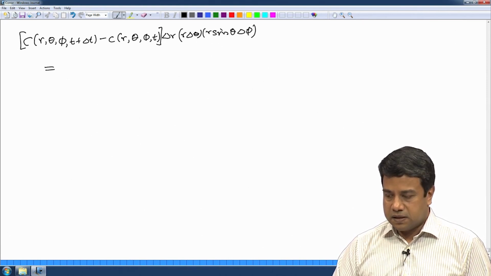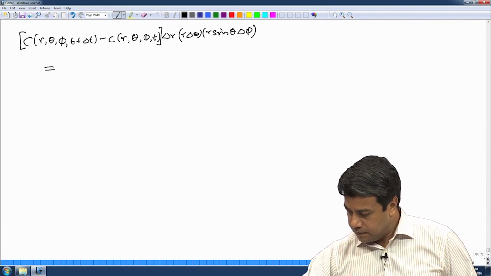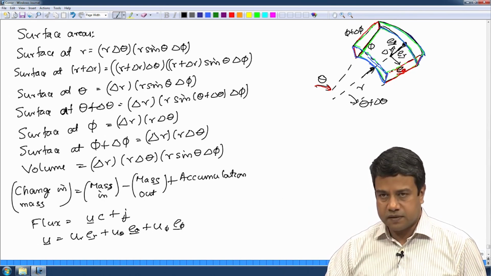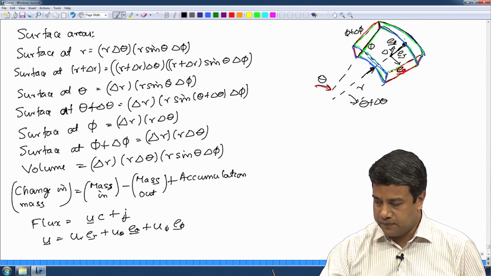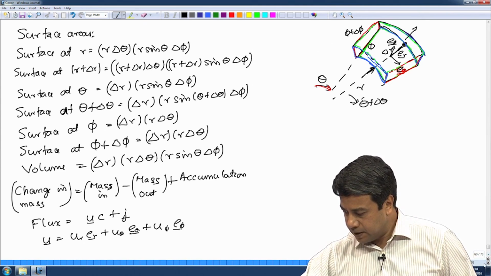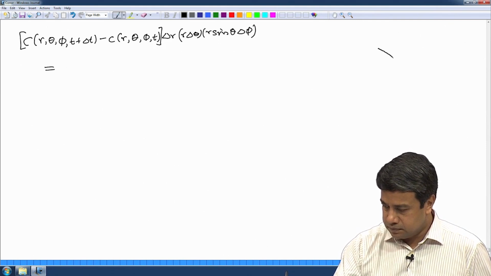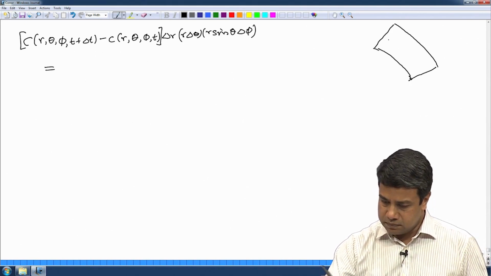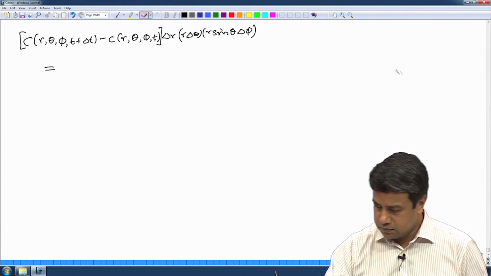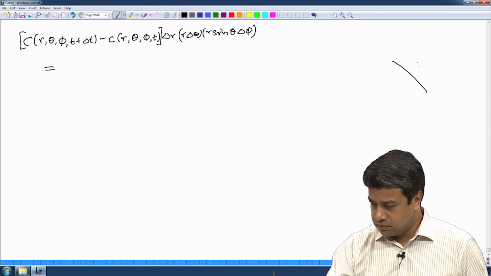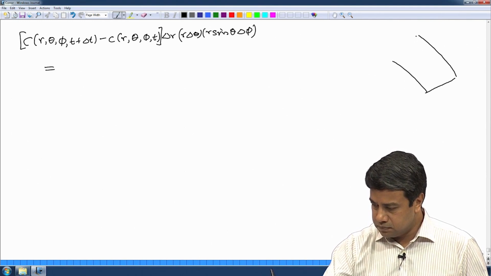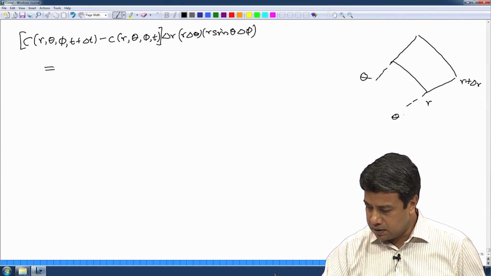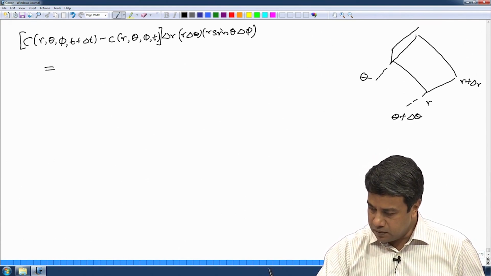Mass in at the surface at r. So I have this coordinate system once again. I will have a mass in at the surface at r, because if the velocity is positive in the r direction, the mass increases within this volume. I will have a mass out at r plus delta r. So let us just draw the differential volume once again. This is r plus delta r, this is theta, this is theta plus delta theta, and the phi coordinate is perpendicular to both of these.